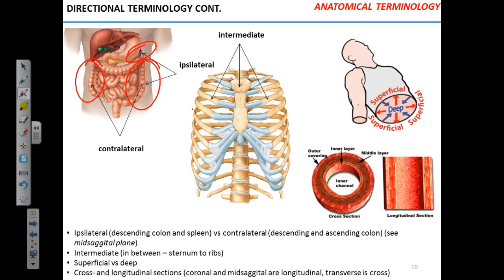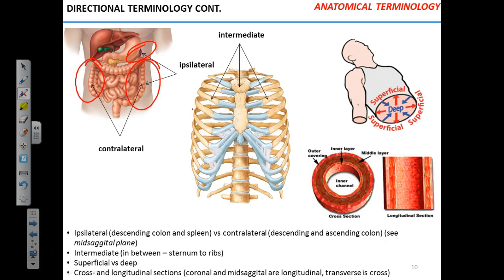What do you think? Opposite sides? Ipsilateral? Same side? So your left leg and your left arm are ipsilateral. Your left arm and your right arm are contralateral. Does that make sense? Left leg and left arm, ipsilateral, same side. Left arm and right arm, contralateral, opposite side from the midline.